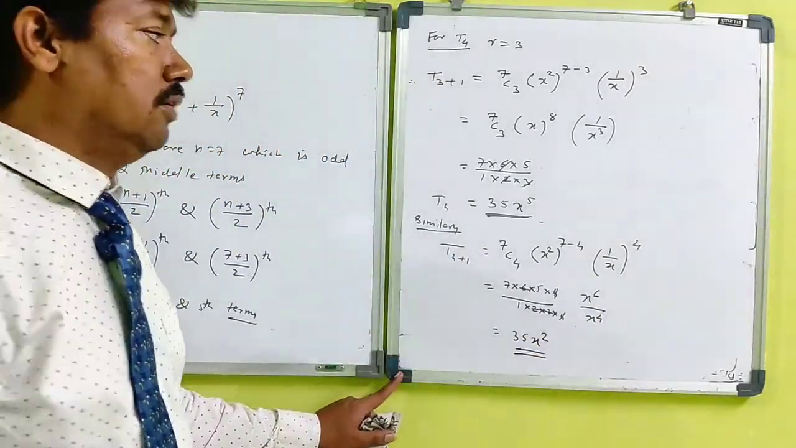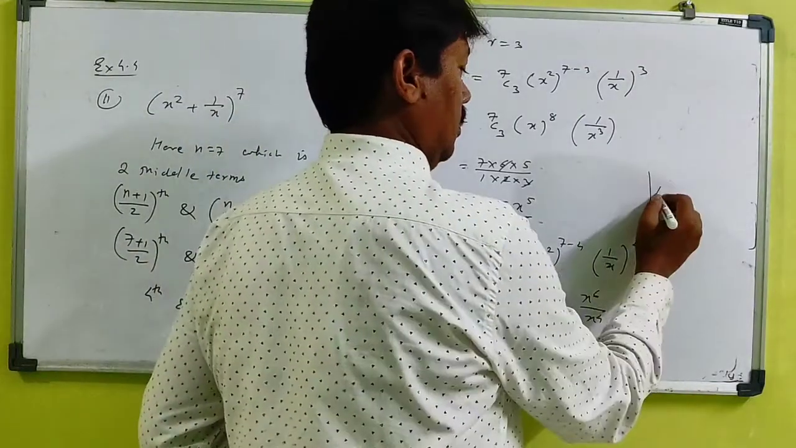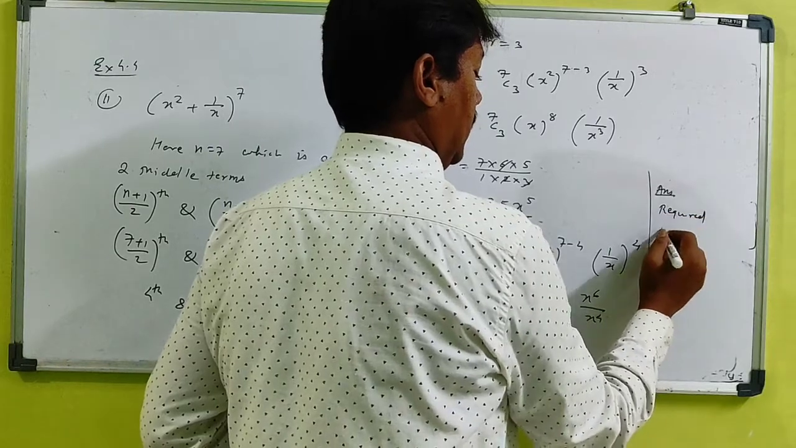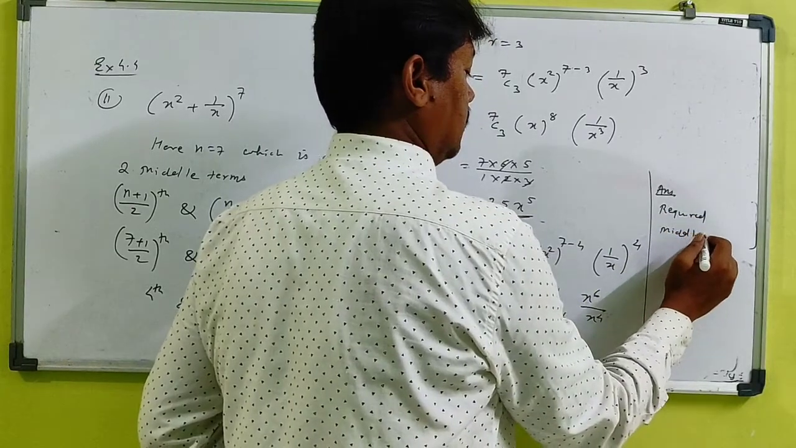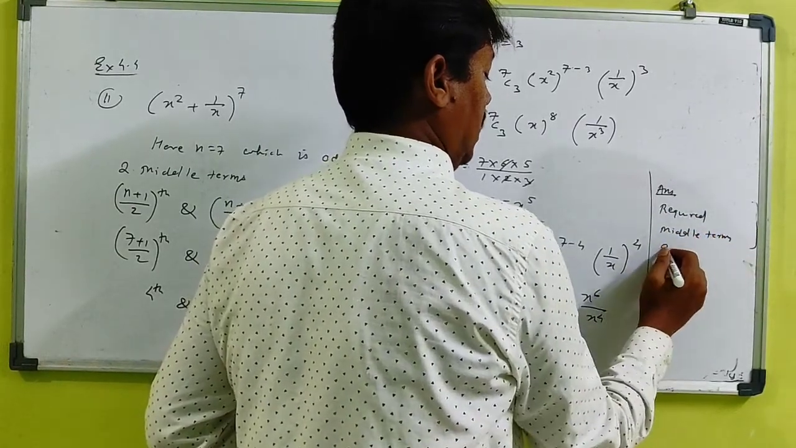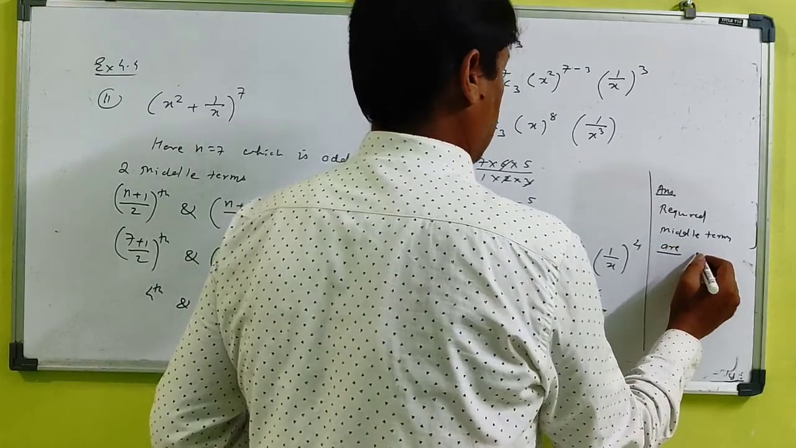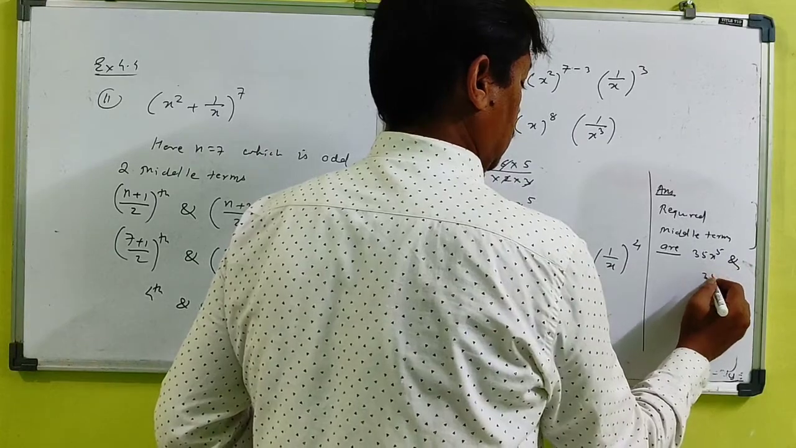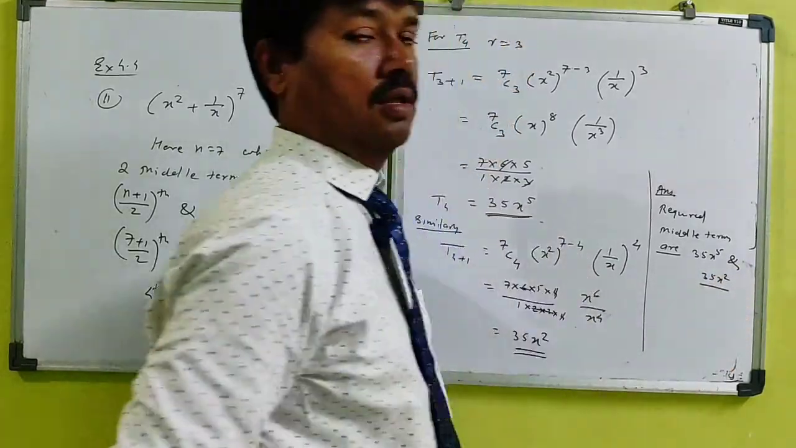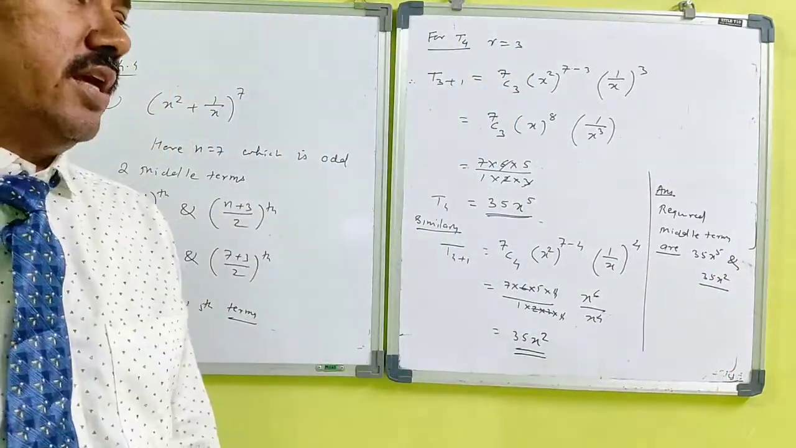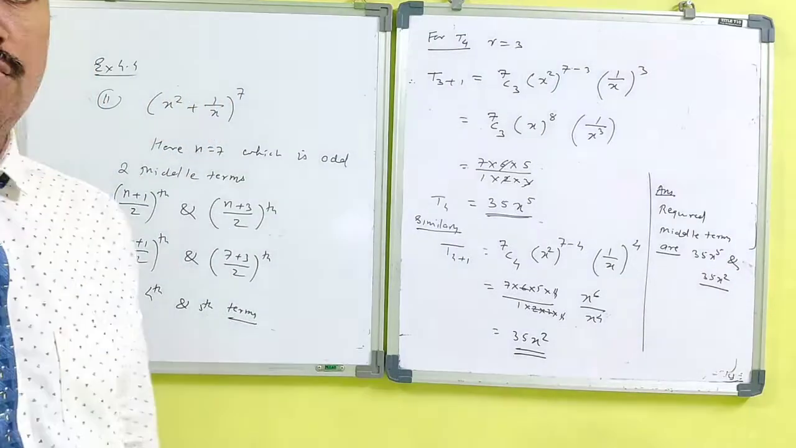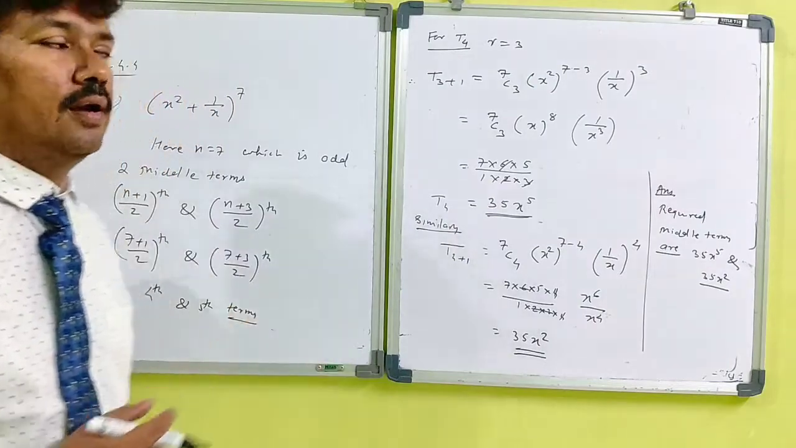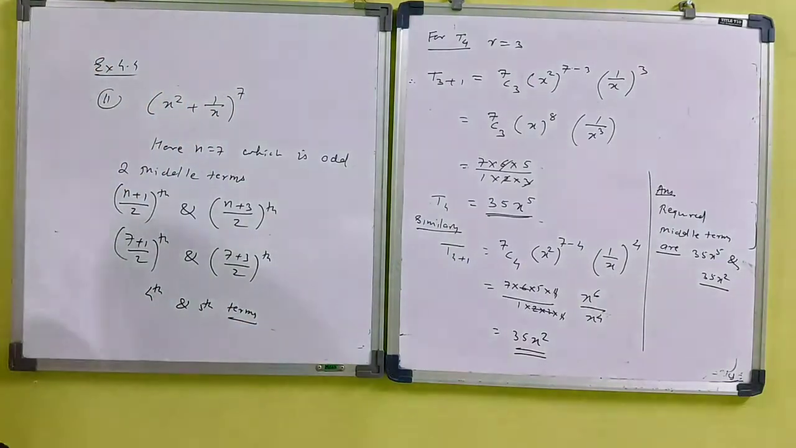So therefore the answer here, the required middle terms, are 35x^5 and 35x^4. Sorry, x squared: 35x^5 and 35x squared. These are the two required middle terms in this.